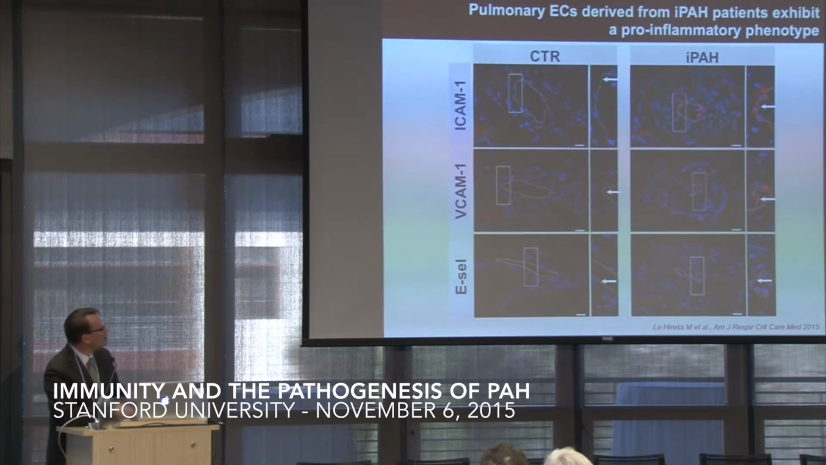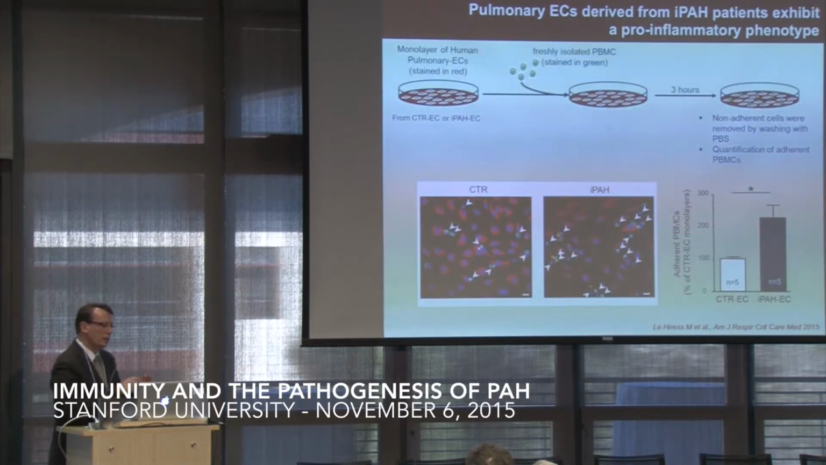Then if you study the sections of patients with PH as compared to control, this is the vessel lumen, not much ICAM, VCAM, E-selectin expression in normal lung tissue, while there is marked expression in PH. Then we take the cells, we grow them, and we put on them a flow of freshly isolated PBMC, and at 3 hours, we measure the adherent cells. And you see that if you compare controls with PAH, the endothelial cells from control are more able to stick to block circulating PBMC.